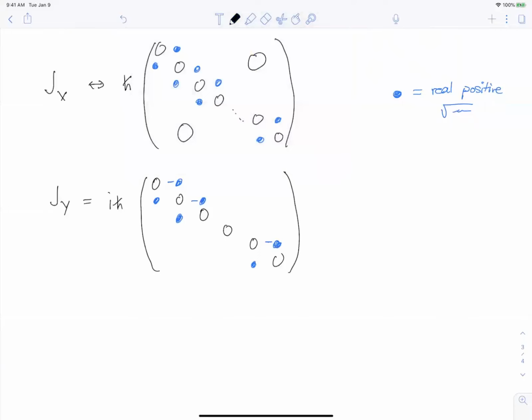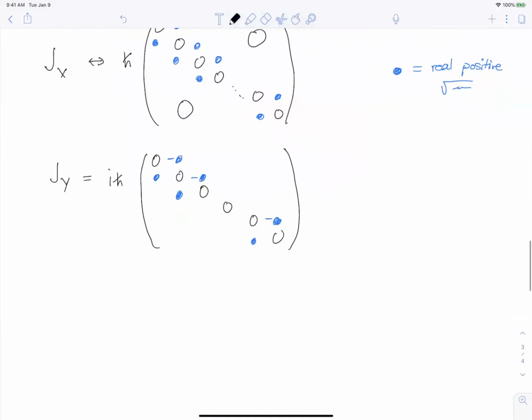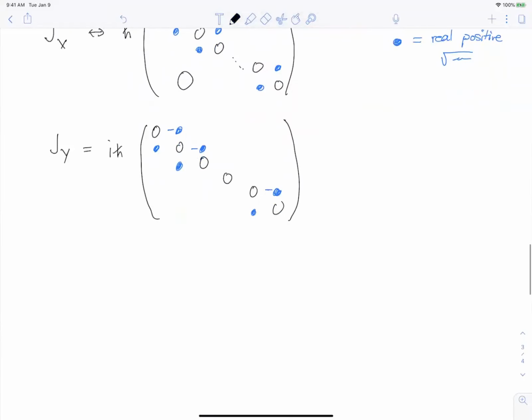Okay, so now that we have the j operators and their representations, we can talk about the generators of rotations.